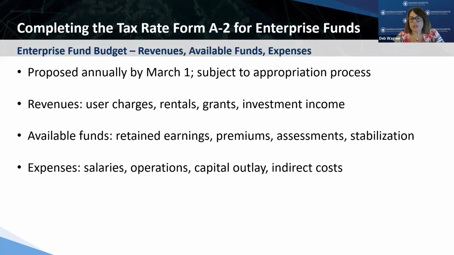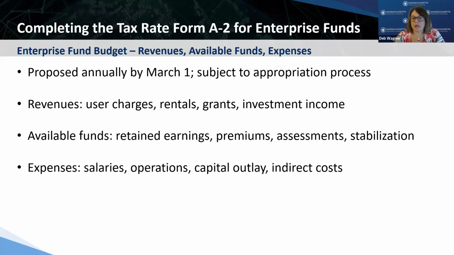So, enterprise fund budgeting. And we're going to go over what the revenues, available funds, and expenses of an enterprise fund are. So the budget should be proposed annually by March 1st, and it's subject to the appropriation process. So someone will put together a budget if it's the select board that's in charge of the enterprise fund, or if you have trash services, it might be the DPW director or something like that. But someone will put together a budget, just like you put together the municipal budget.